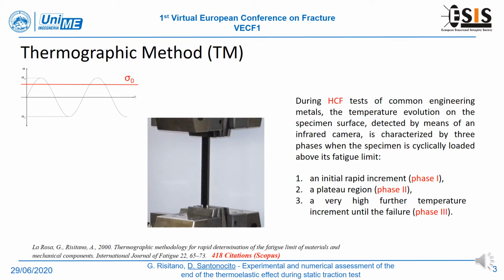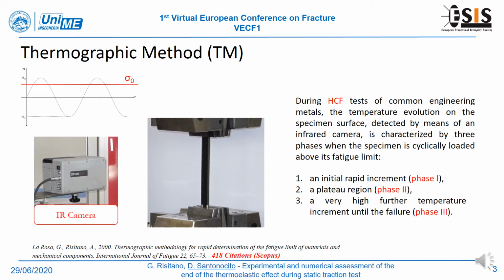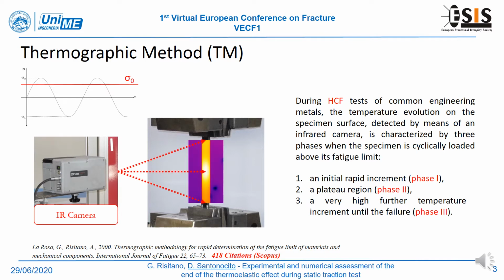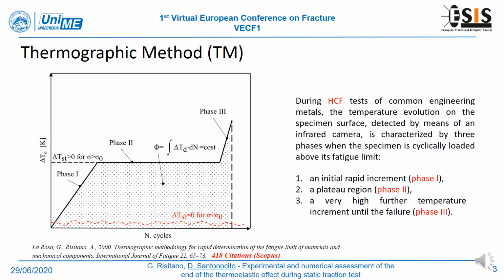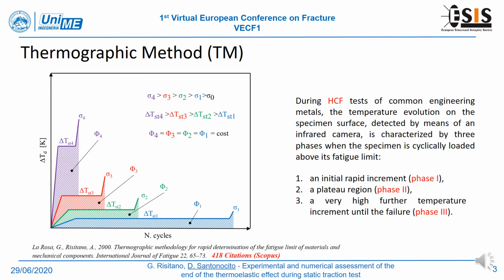Thermography has been used as an aid for assessing the fatigue properties of several kinds of materials. As observed by La Rosa and Risitano, if we cyclically test a material with a stress above its fatigue limit, the temperature evolution of the specimen, monitored with an infrared camera, is characterized by three phases: an initial rapid increment in the first phase, then it reaches a stabilization temperature, and finally, in the third phase, a very high further temperature increment until failure.